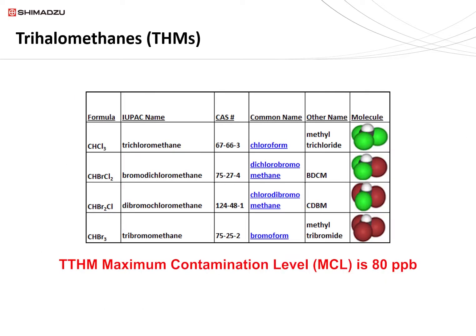There are 4 THMs and they all have a similar structure. For the top diagram of chloroform, or trichloromethane, the center atom is carbon, surrounded by 3 green ions of chloride and a white atom of hydrogen. For the second compound, simply change one green chloride ion for a red bromide ion to get the bromodichloromethane compound. The trend continues until all chloride ions are replaced with bromide ions. The maximum contaminant level, or MCL, for all 4 compounds together is 80 ppb. All 4 compounds together are called the TTHM, or total trihalomethanes.